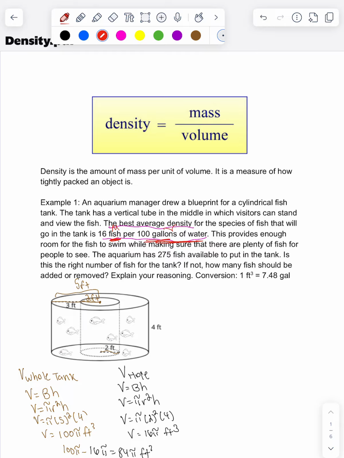But wait, our volume was in cubic feet, not in gallons. So in order to use this density, I'm going to have to use the conversion that they provide, that for every cubic foot, there are 7.48 gallons. So I'm going to take my volume in cubic feet, and to convert it to gallons, I'm going to multiply by 7.48. And I'm going to do that on the calculator so that you can see.